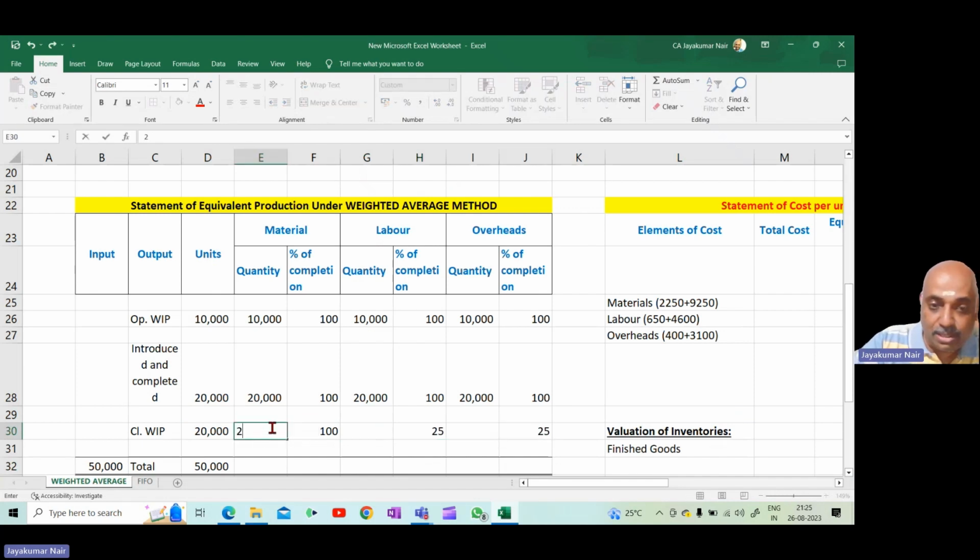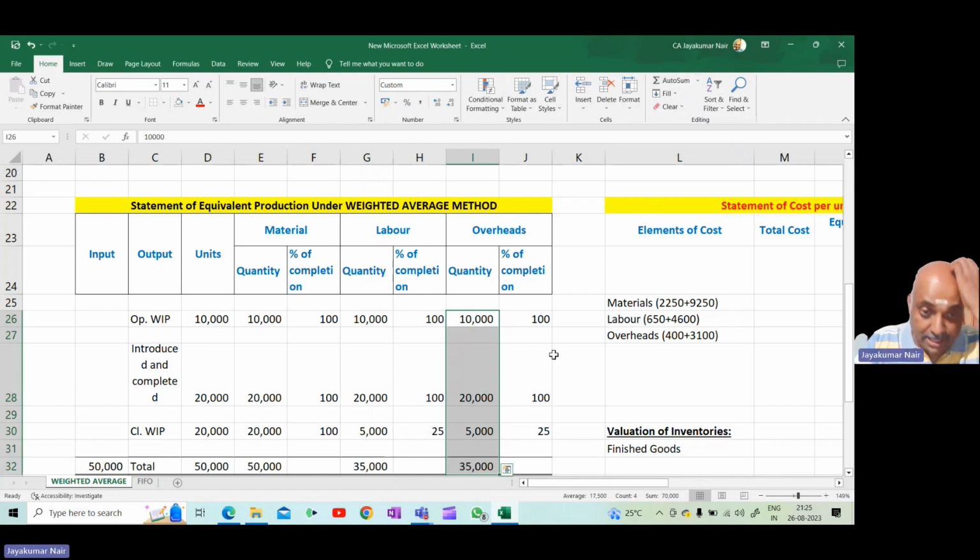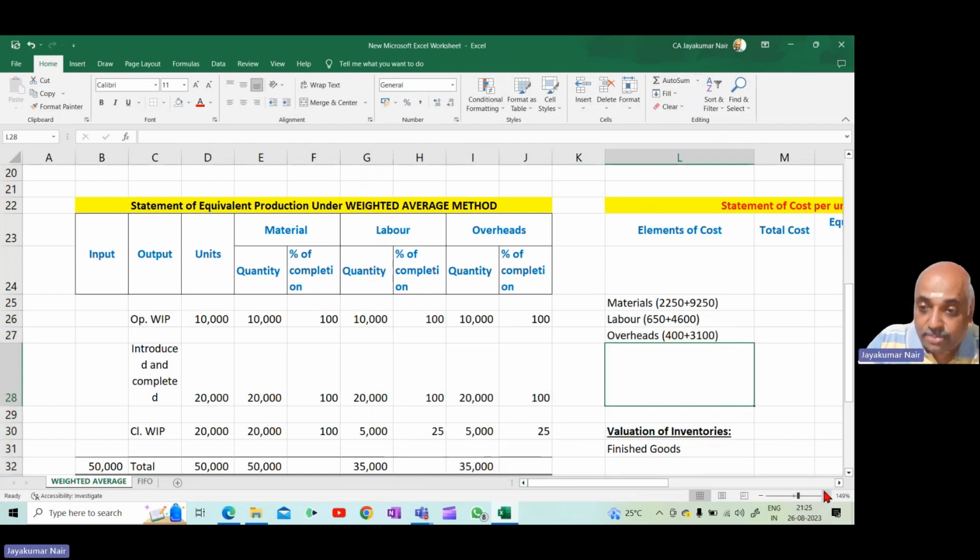So what do you get here? 20,000, this is 5,000 and this is also 5,000. Okay. And then find out what is the total. What is the total? You have to calculate. So this is the total that we have got. Statement of equivalent production is done under weighted average method.